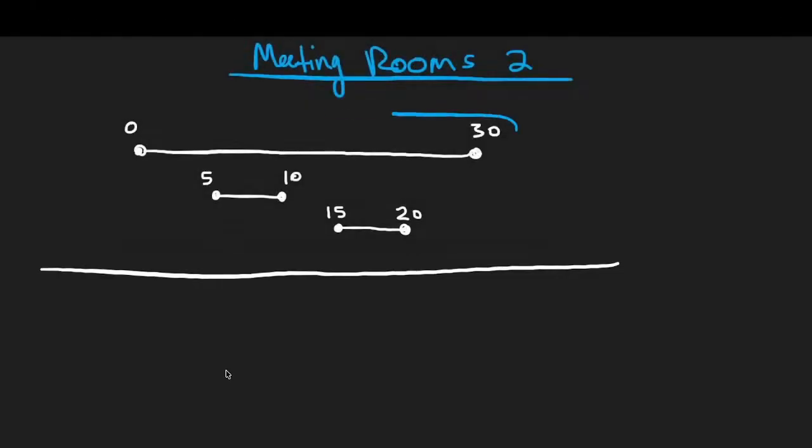We have one meeting going from 0 to 30, another meeting going from 5 to 10, and another meeting going from 15 to 20. Now if we just go from left to right, we're going to see, okay, well this is the first meeting that starts, right? It starts at time 0. And if we just keep going, now we see what's the next point on our grid, right?